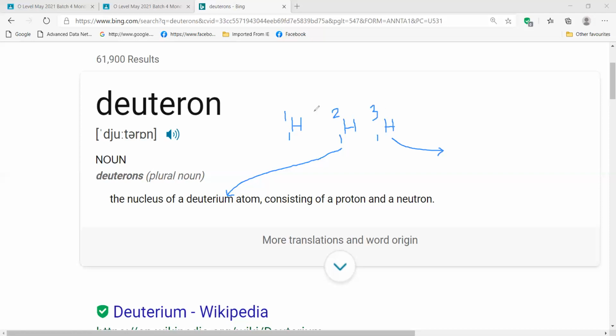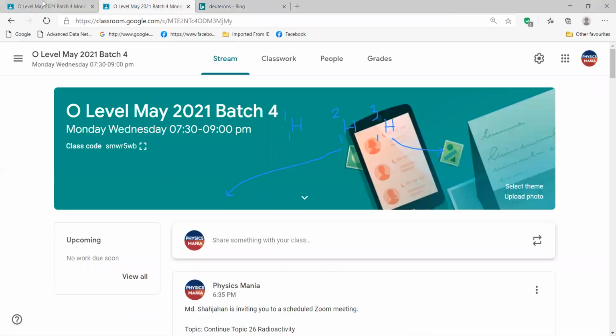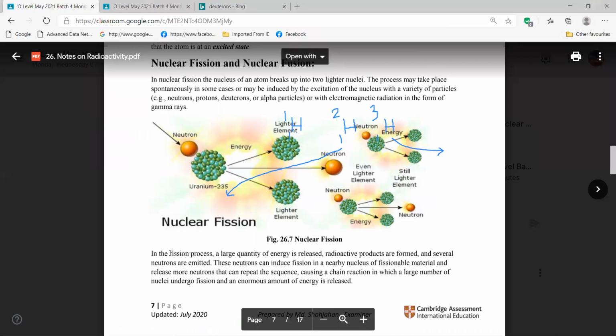So in the first one, we don't have any neutron. In the second one we have one neutron. What about tritium? Two neutrons. Proton is here, one. That's why it is an isotope, right? Proton should be the same. So done? Yes, sir. Yes, continue now.